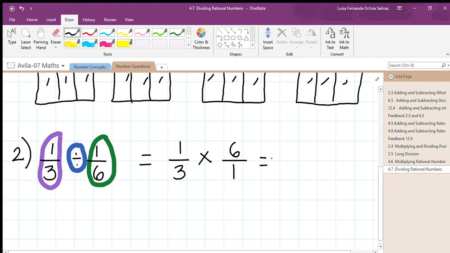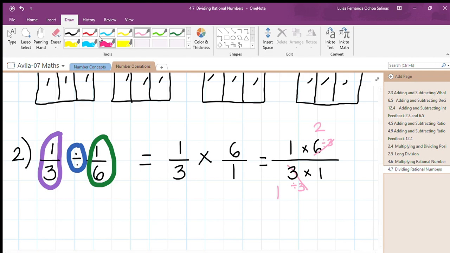Now let's write this as 1 times 6 over 3 times 1. And notice what I told you in the previous video, that I can do a simplification here because I have a 6 on top and a 3 on the bottom. So I can divide this one by 3 and divide this one by 3, which is cancellation. 6 divided by 3 is 2. This one, 1. So my answer is going to be 1 times 2, which is 2, over 1 times 1, which is the same, 2.